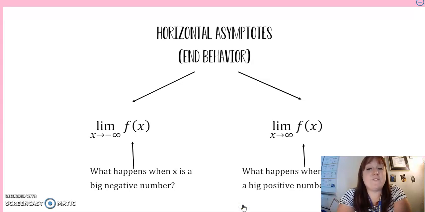We're going to take a look at horizontal asymptotes, and you're like, what? I can barely even do vertical asymptotes. Okay, horizontal asymptotes are actually pretty easy. Remember, a horizontal asymptote just tells us the end behavior of a function.